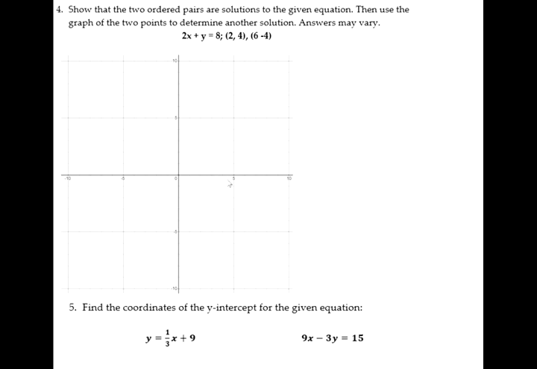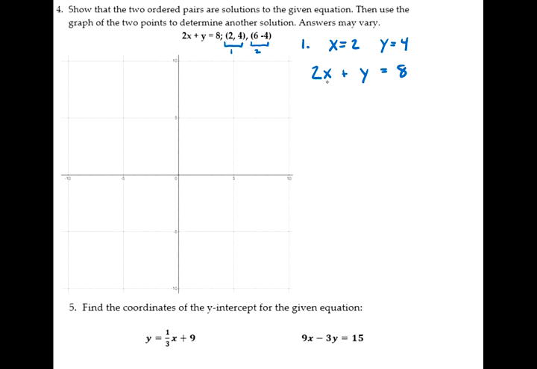Okay, so let's start off with these 2 points. So we'll call this point number 1, and let's call this point number 2. So let's make sure they're both solutions. So for point number 1, x is 2 and y is 4. Is that a solution to the equation 2x plus y is equal to 8?